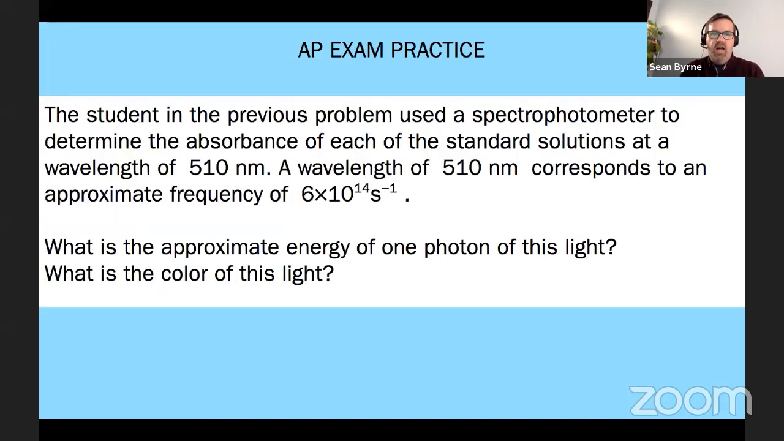And then 2 questions to piggyback on that. What's the approximate energy of one photon of this light, if they gave you the wavelength and the frequency? And then can you tell me what the color of that light is as well?